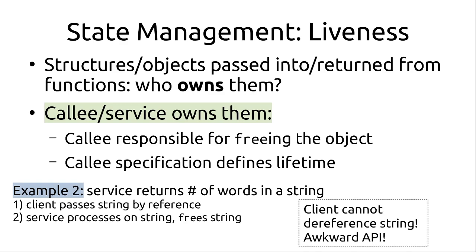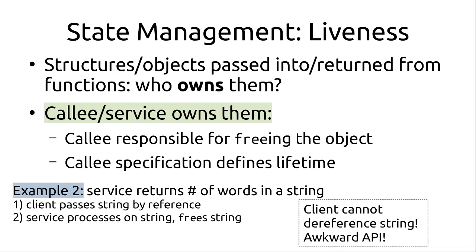Okay, let's go through the second example. We're trying to find the number of words in a string. The client passes a string by reference, fine. The service processes the string, and then it frees the string. The service owns the string as it's being passed in, so it's no longer going to access it after this single call to count the number of words, so it must free the string, right? Because the service owns the string, the client cannot access it after this call returns, right? So this is really awkward, right? I just wanted to know the number of words in a string, and for some reason this function is deallocating the string, right? This is immensely awkward.